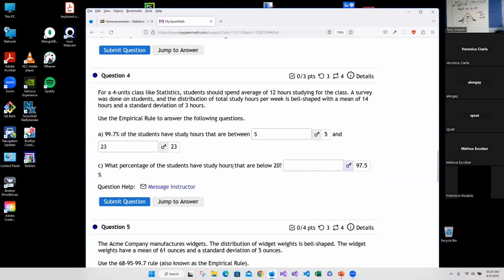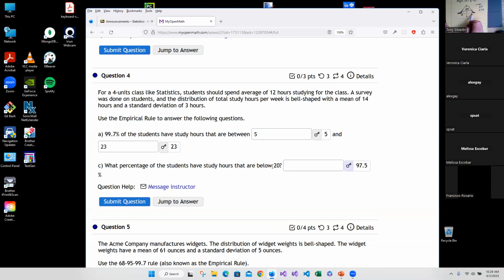What's the percentage that are below 20? Oh, geez. Okay, I screwed up. Good thing you can do these questions over again. Here's 14. 20 is over here, not over there. It's obviously bigger. Okay, we could still salvage a little bit of this.